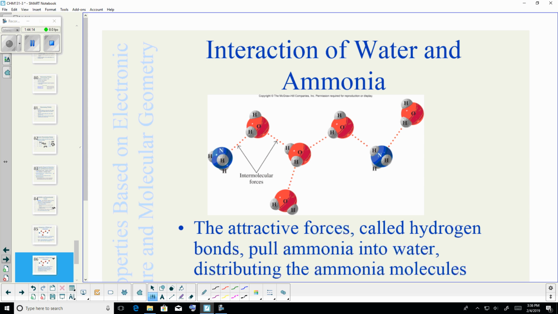So all covalent compounds have an attraction called London dispersion forces. That's the weakest of the attractions. The next one is dipole-dipole interactions. And the strongest one is hydrogen bonding, where you have to have hydrogen attached to an oxygen, a nitrogen, or a fluorine.